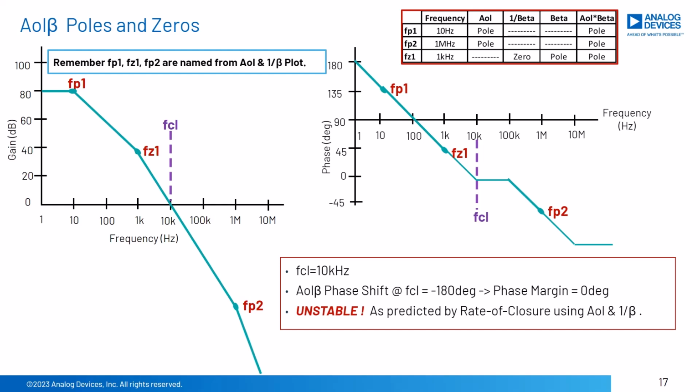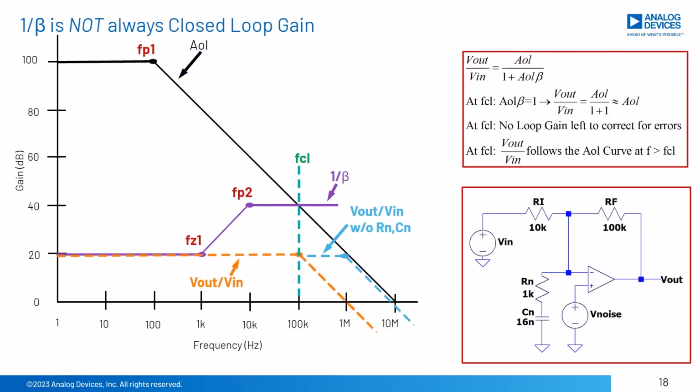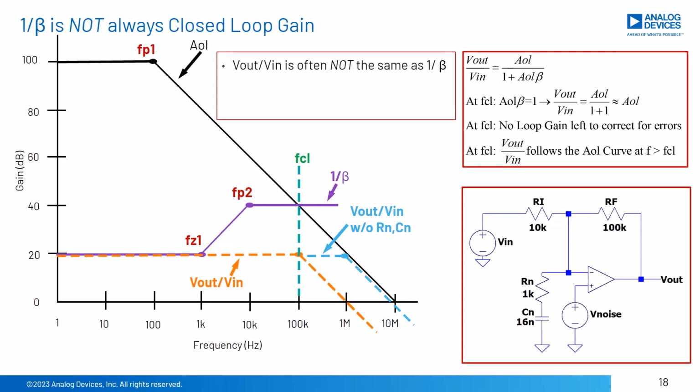Not all cases with 40 dB per decade rate of closure will result in 0 degree phase margin, but in general, all 40 dB per decade rates of closure will have low phase margin. 1 over beta is not always the closed loop gain of Vout over Vin. 1 over beta is the small signal, closed loop noise gain for the op-amp.